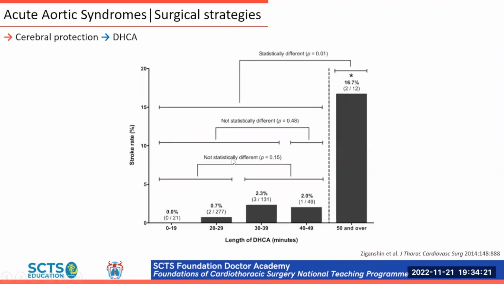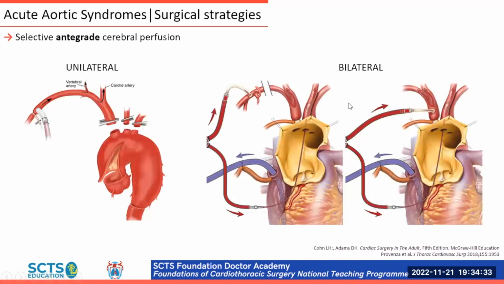A study by the Elefteriades group clearly showed that when you go above 50 minutes of deep hypothermic circulatory arrest, the stroke rate is massive, approaching 20%. In order to limit this risk, antegrade cerebral perfusion has been introduced. We have an example here, unilateral.